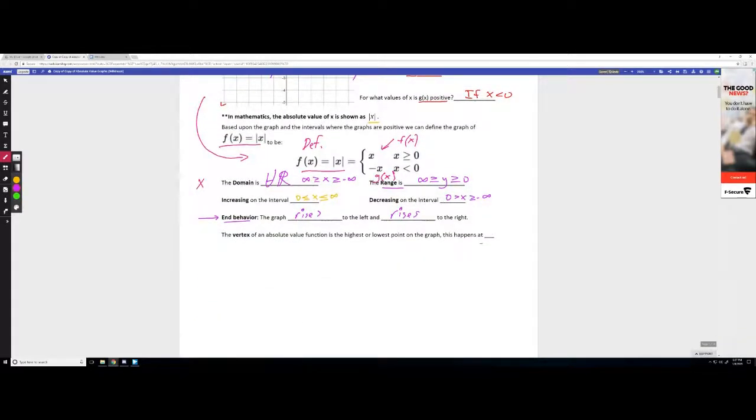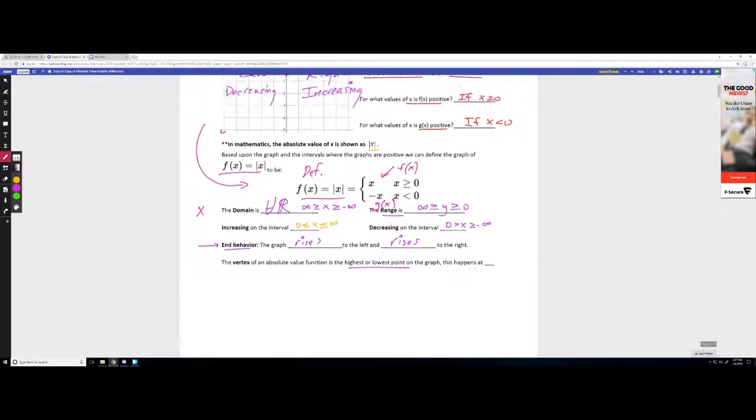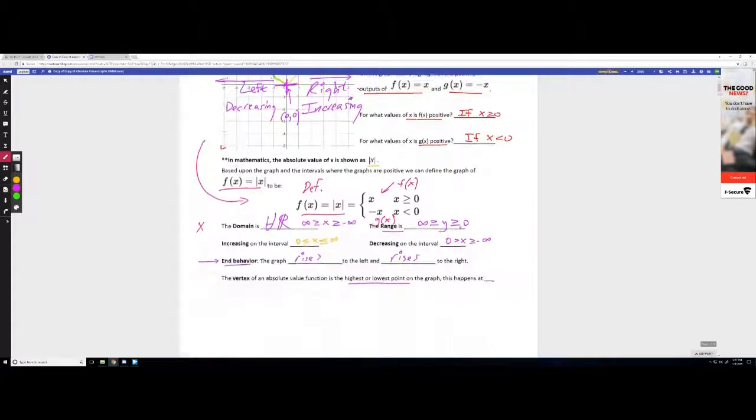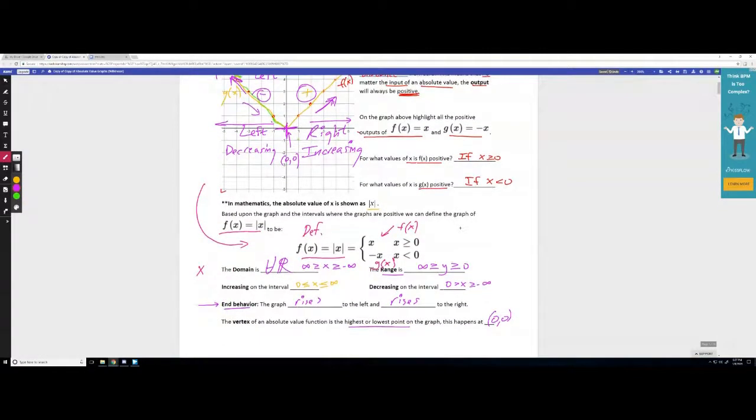So the vertex of an absolute function is the highest or lowest point of the graph. If you look here at our V, where's the lowest point? What coordinate is that? That is at 0, comma 0, the origin, right? So our vertex happens to be at the origin, 0, comma 0. And this is super important. We're going to get more practice and get a little bit more comfortable with this conversation.